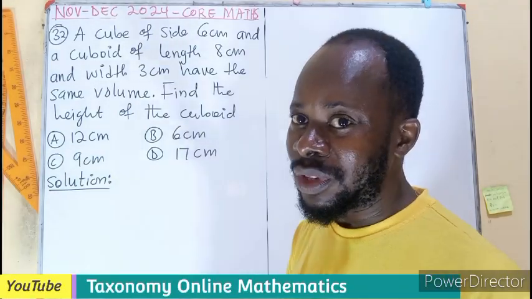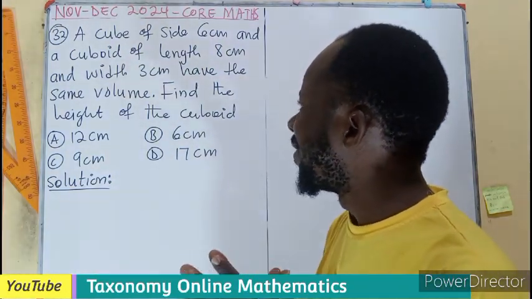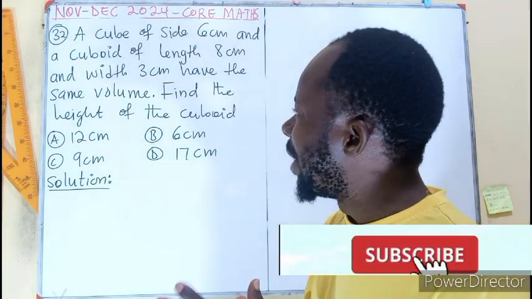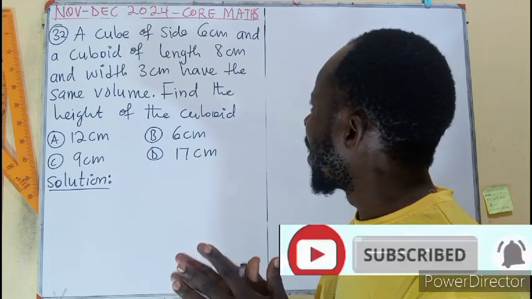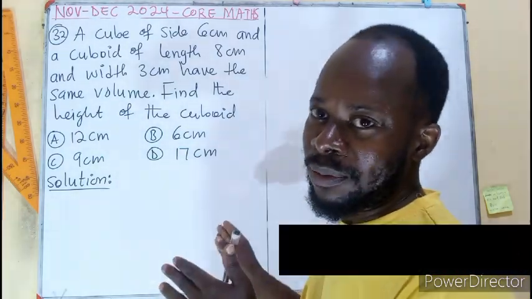This is NOV-DEC 2024 question 32. A cube of side 6 cm and a cuboid of length 8 cm and a width 3 cm have the same volume. We have to find the height of the cuboid.